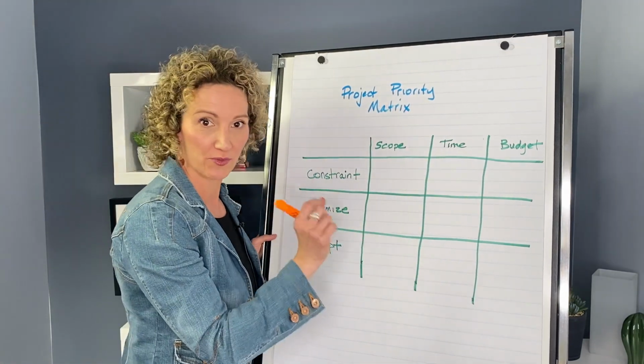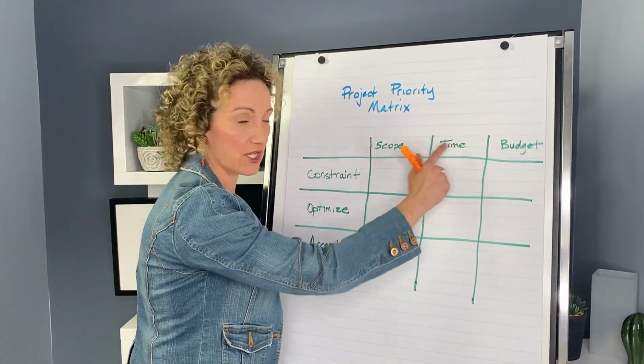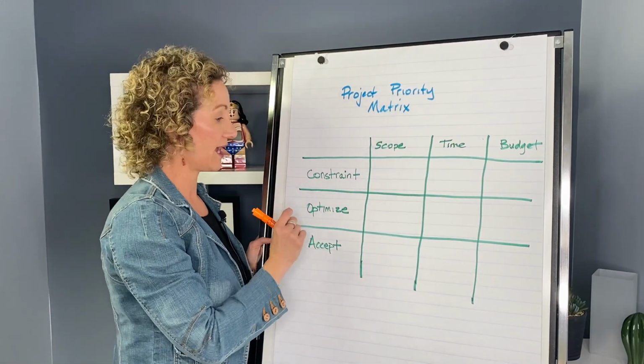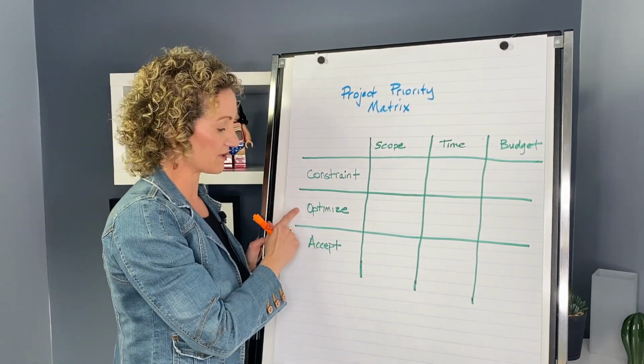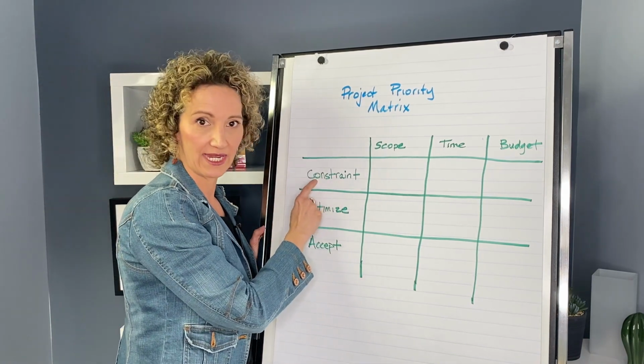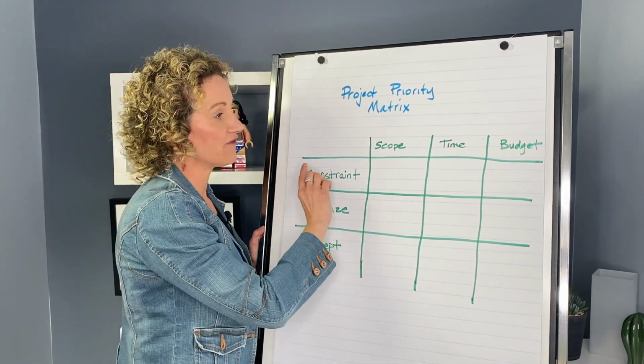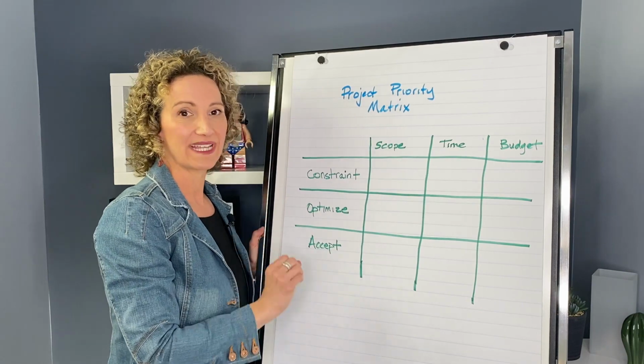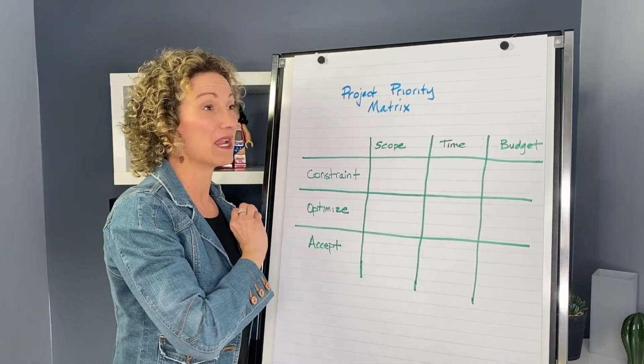Now, what is this priority project matrix? It's about taking your triple constraints, your scope, time, and budget, and you put it across. And you look at what is a constraint, what is optimized, and what is accept. So what do I mean about constraints? This is of your scope, time, and budget, what is immovable? Like, it's number one priority.